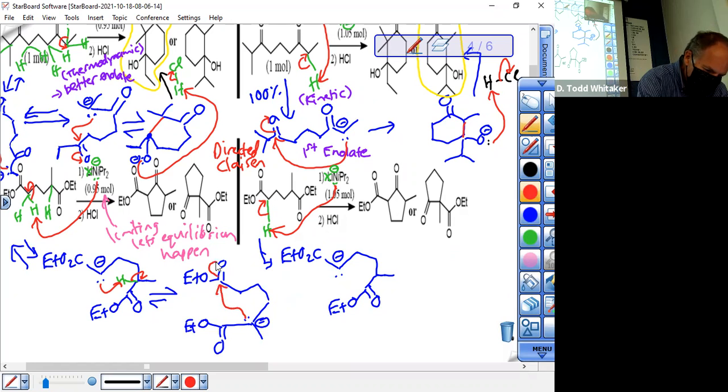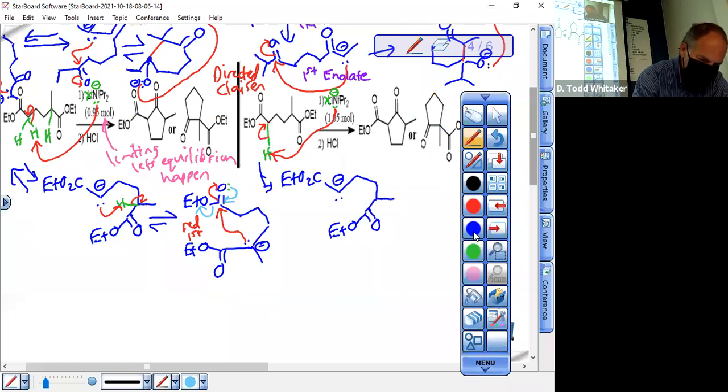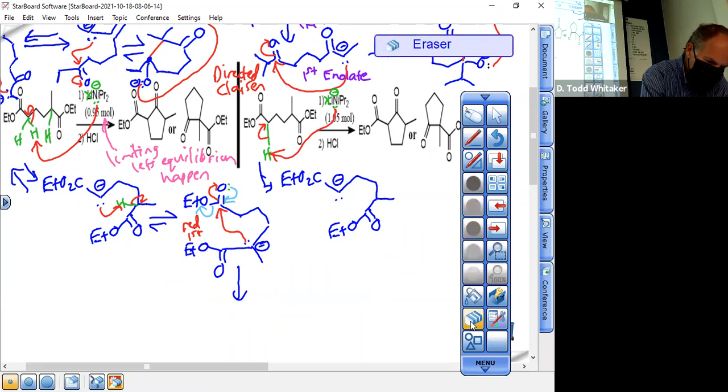Here's your Claisen mechanism. Red first. Baby blue second. LG leaves. And you're out. I know you're totally out of room. I don't like this arrow. Sorry.